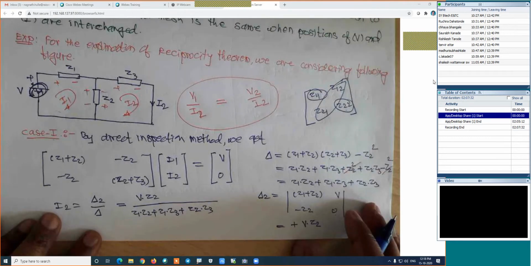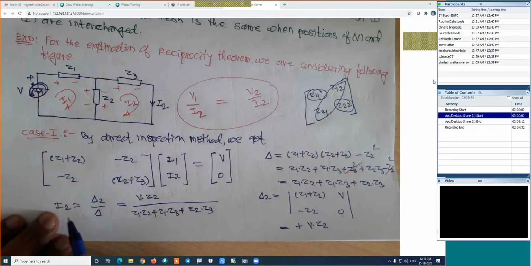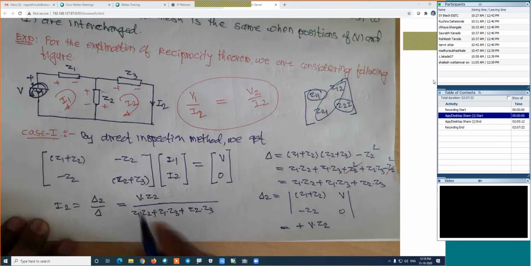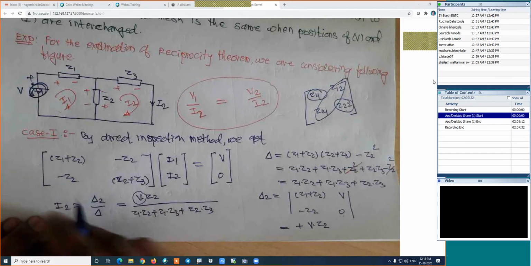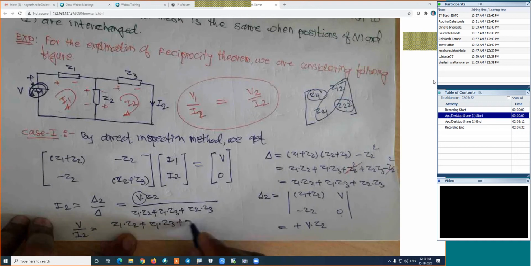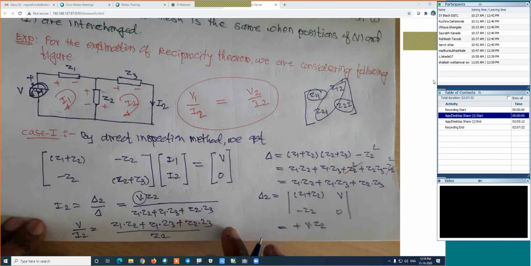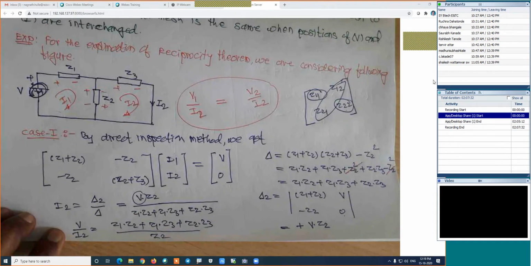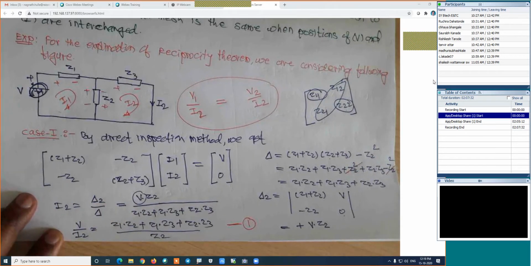In what value are we interested? We are interested in the calculation of the ratio of V and I. If we shift this I to one side and everything else to the other side, with this I on one side and this V on that side, means V upon I2. Now look carefully. I keep this V here, take this I over here, and all the remaining terms on this side. So how will the equation be? Z1 into Z2 plus Z1 into Z3 plus Z2 into Z3, divided by Z2, will be the ratio of V and I in the first case. This is equation number 1.